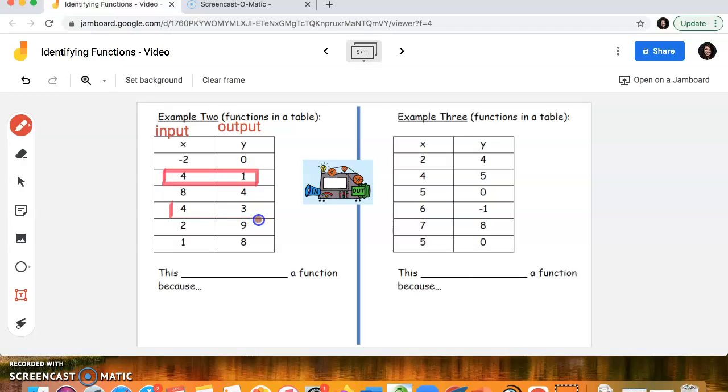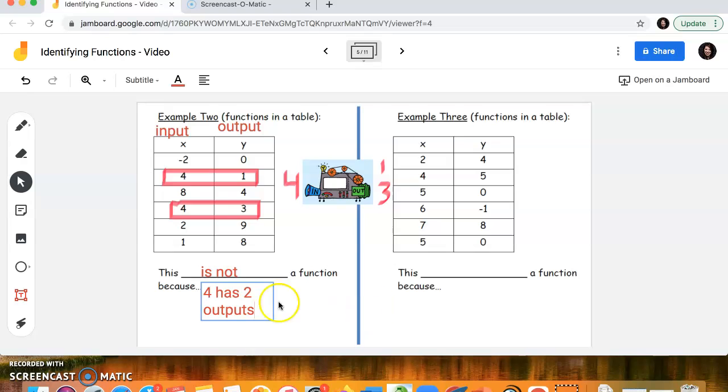So if we go up to that machine and we put in the number 4, and let's say I get out the number 1, but then later you go up to the machine and you put in the number 4 and you get out the number 3, well then that is not a function. This is not a function because 4 has 2 outputs.